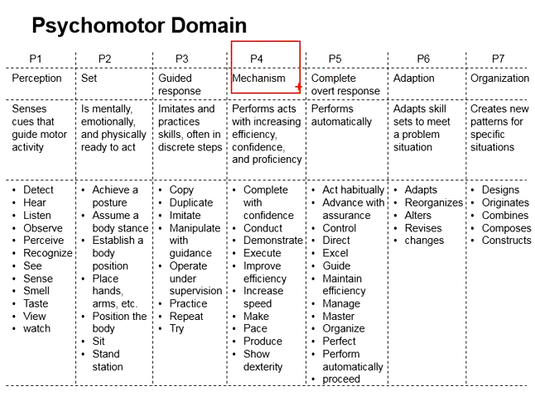The next level will be the mechanism. This is where the students perform acts with increasing efficiency, confidence, and proficiency. This will be the intermediate level of carrying out a guided response. This includes complete with confidence, conduct, demonstrate, execute, improve efficiency, increase speed, make, pace, produce, and show dexterity. The main difference between P4 and P3 is the slightly higher efficiency, confidence, and proficiency level. The students do not need to be perfect at this level. There could be issues with the accuracy, effectiveness, and consistency. As long as the students can complete the relevant tasks, it is considered achieved.